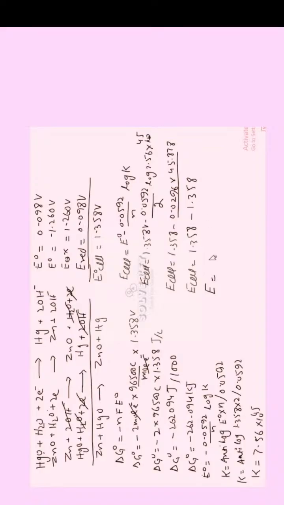So E cell is equal to 0. It means there is no change in the cell potential because hydroxyl ions are equal on both sides. We can also calculate the E cell by calculating the E reduction and E oxidation separately in two parts. Also calculate the E reduction.